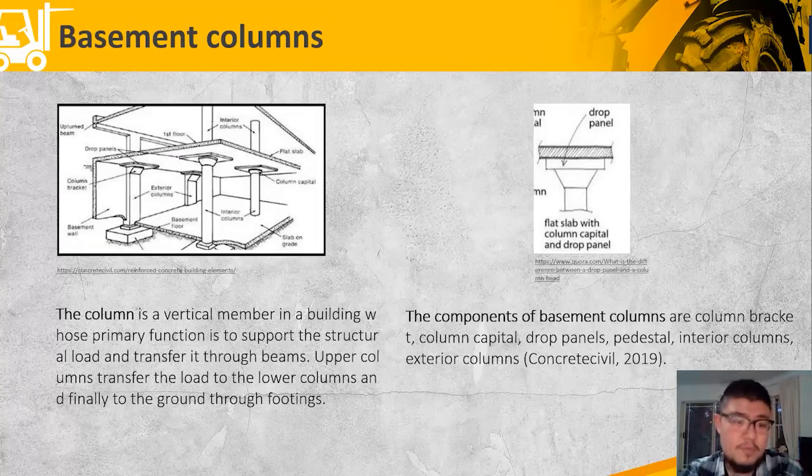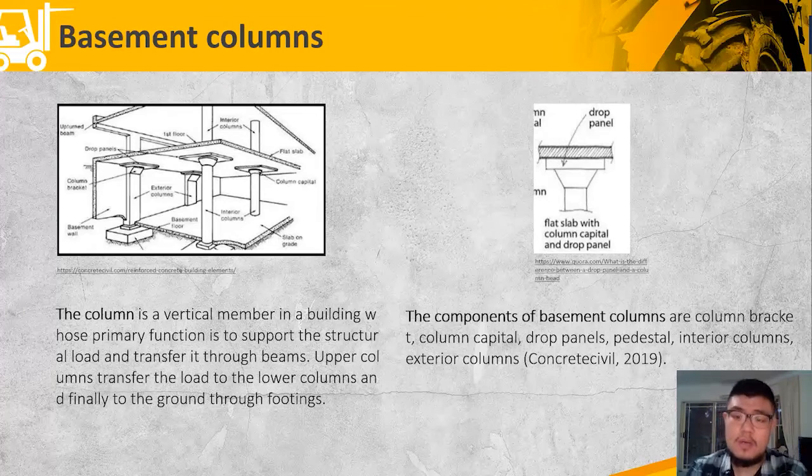The basement column is a vertical member in a building. Its primary function is to support the structure's load and transfer it through beams. The upper column transfers the load to the lower column, and finally to the ground through footing. So that's the diagram of the column and the concrete.